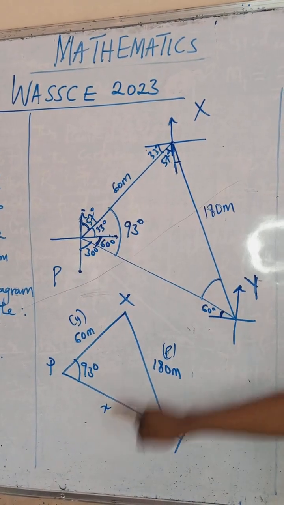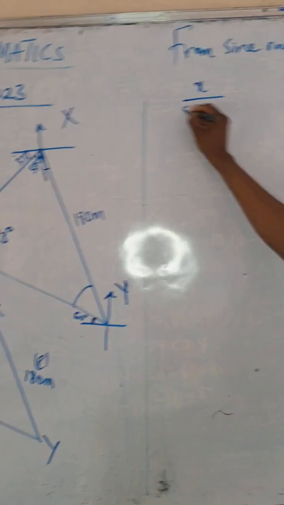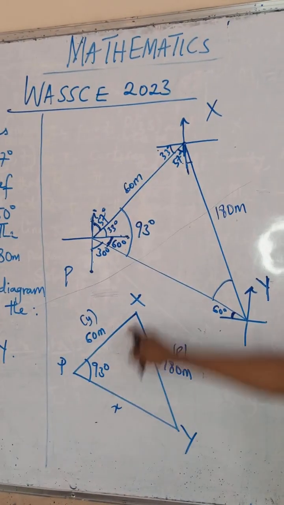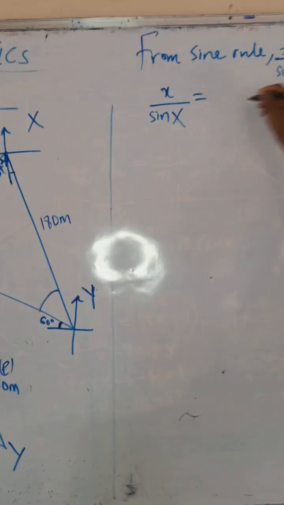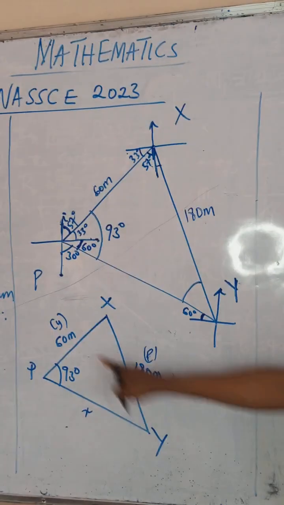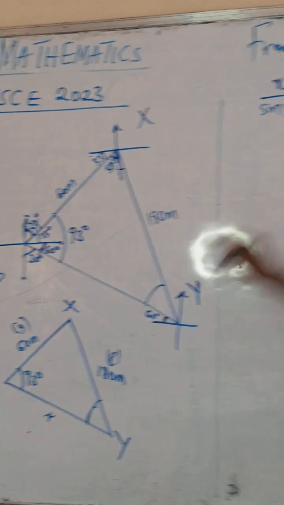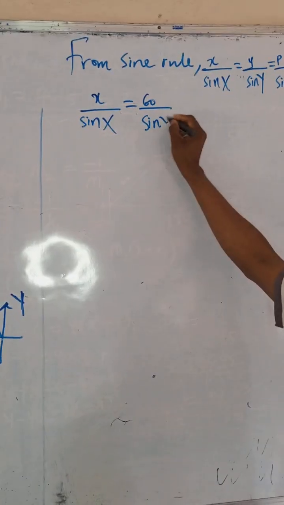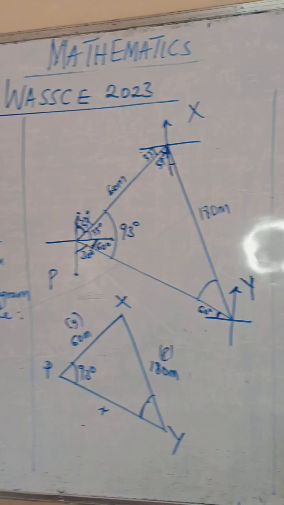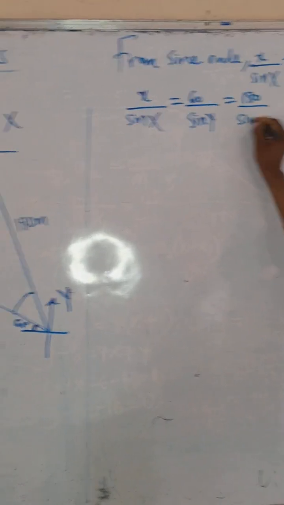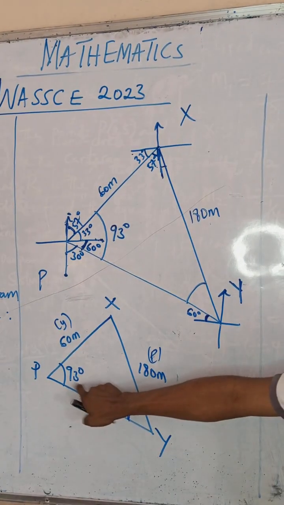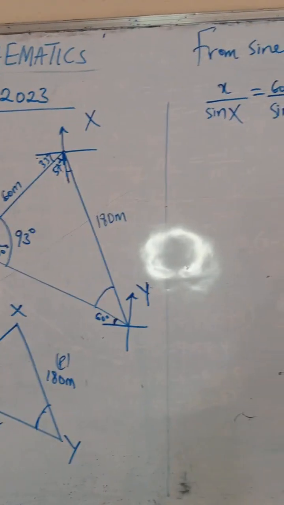So let's substitute according to what we have there. What is x? We don't have it. x over sine of angle X, we don't have that as well. Equals y, we have 60, divided by the angle, and that's the angle I'm looking for. According to this diagram, remember I want to get the angle at Y. So let me call it sine Y equals p, that is small p, 180, over sine of the angle at P, which is 93 degrees.